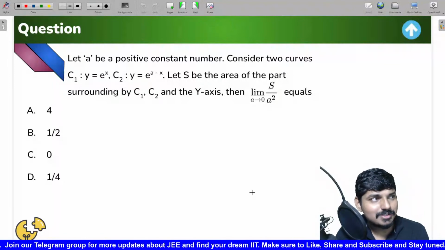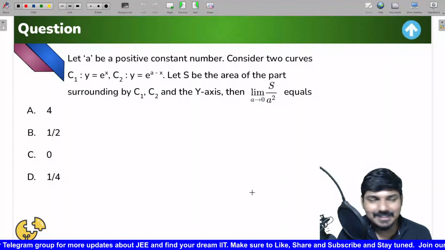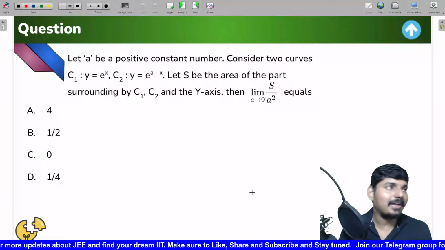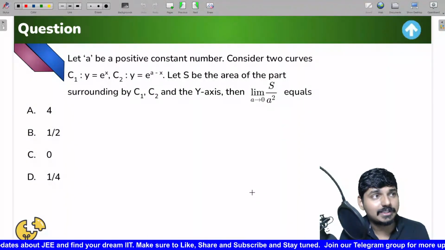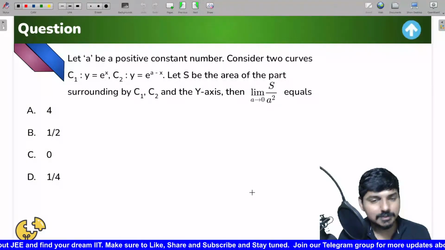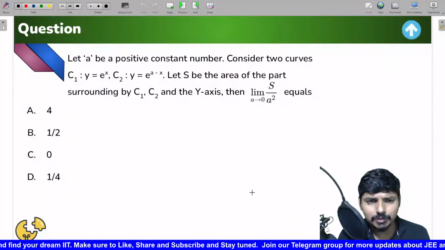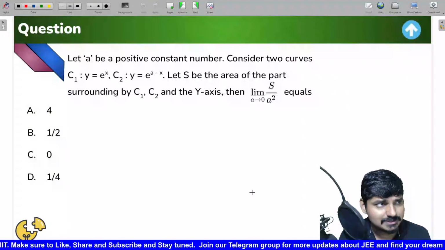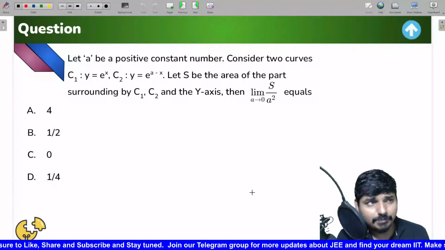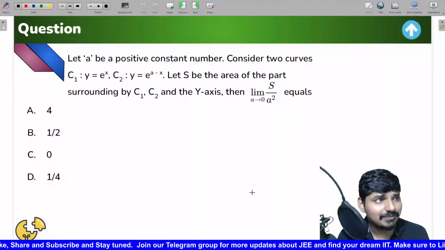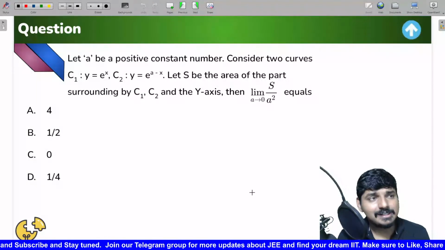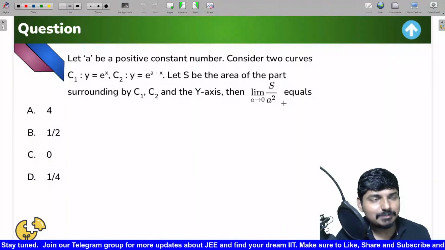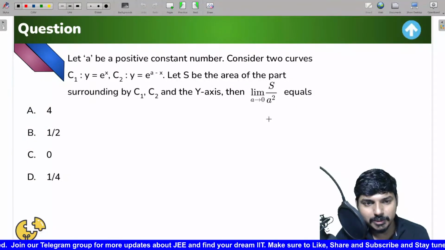Guys, you see this question, it might seem a little bit complicated, but it's an easy one, everyone. So concentrate here. Let a be a positive constant number. Consider two curves. One curve is y is equal to e raised to x, another curve is y is equal to e raised to minus x. Let S be the area of the part surrounded by C1 and C2 and the y-axis. Then what is the value of the limit a tending to 0 of S by a square? What is this value going to be?